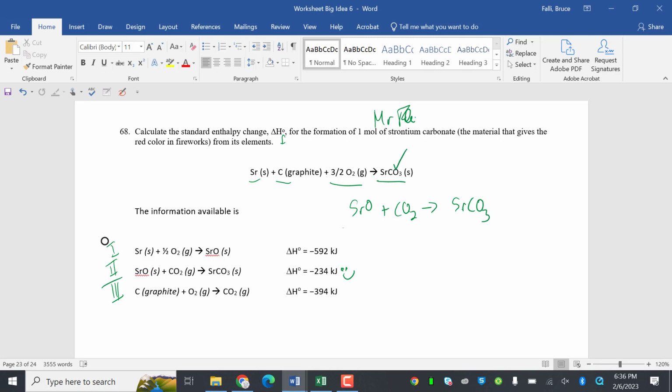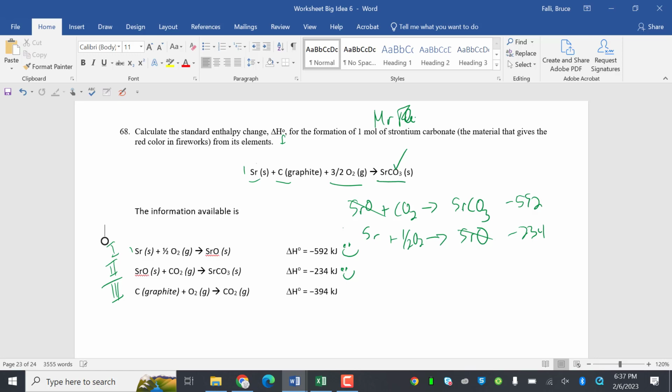So that's the first part. I know oxygen's in a bunch of them, so I'm going to do that last. I want solid strontium on the left. So that means it's going to be this guy right here. I'm just going to keep him. Notice how I've got a 1 coefficient, a 1 coefficient. So that's good. Sr plus 1/2 O2 is going to give me SrO. Hey, look, those already canceled out. Oh, and these two are the same so far. So -592, -234.